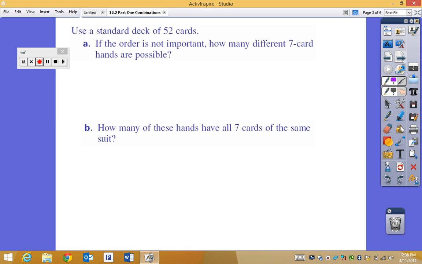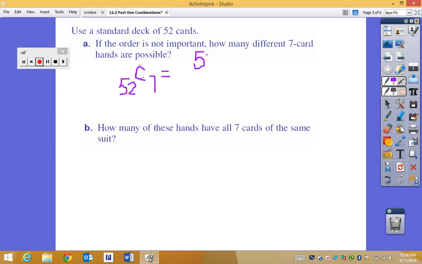Using a standard 52 card deck, if order is not important, how many different 7 card hands are possible? So when we're talking about 7 card hands, we would do a combination. And so for this particular item, we have 52 cards, and we want to select 7 of those cards, and the order doesn't matter. So when we are doing that, we do however many choices we have.